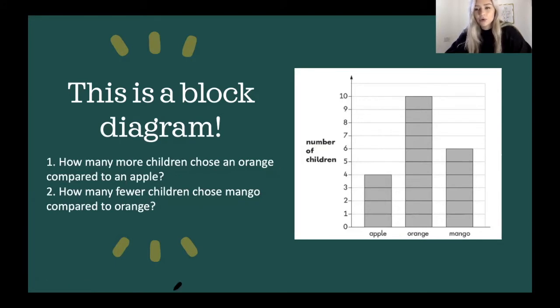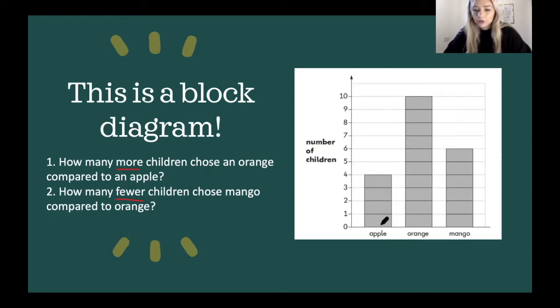Now we have 2 more questions on the same block diagram. This question here says, how many more children chose an orange compared to an apple? And the second question says, how many fewer children chose mango compared to orange? This means that we need to compare the data on our block diagram rather than just looking at one column at a time. So the first one is asking us to look at the orange column and the apple column. And it's asking us how many more children chose orange compared to apple. It's not asking us to say how many children chose orange. It's saying how many more children compared to the apple selection did children choose.